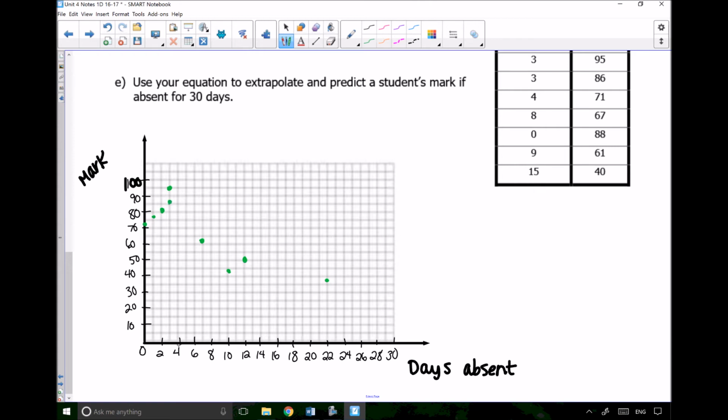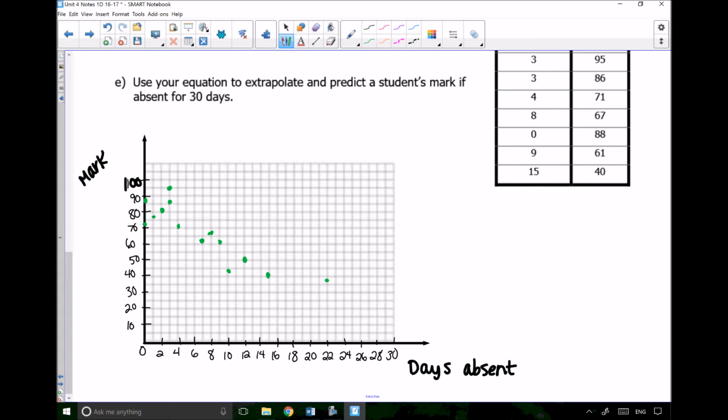And it's okay if I have a dot for 3 at 86 and then another point at 95, totally fine. There's nothing wrong with that. The next student was absent for 4 days and got a 71 in the class. Okay, and I'm just going to keep going with my dots. The next person was absent for 8 days and got a 67 in the class. Next person was absent for 0 days and got an 88 in the class. The next person was absent for 9 days and got a 61 in the class. Okay, and then the last person was absent for 15 days and got a 40 in the class.